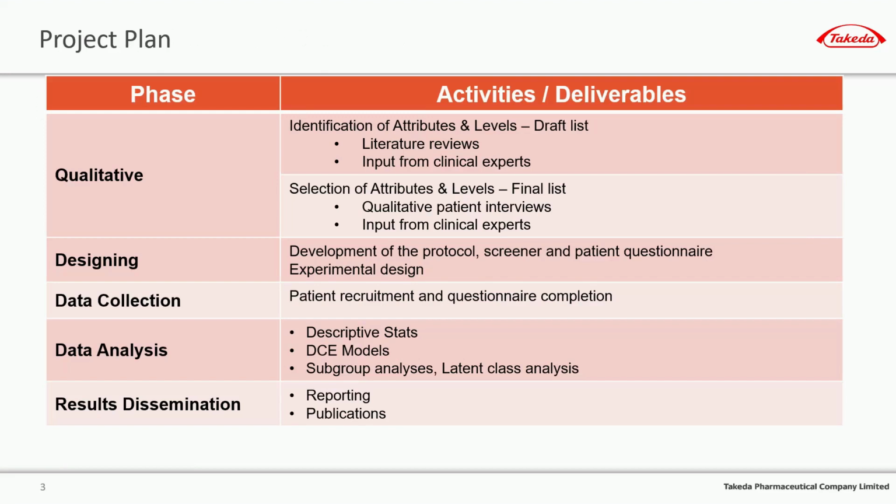Here you have an overview of the project plan, starting with qualitative research. The first step was to identify the attributes and relevant levels. This was done by our colleagues in Germany through literature reviews and with the help of clinical experts. Then the second step was to select and finalize the list of attributes and levels. This was done with qualitative patient interviews, and also here with clinical experts.